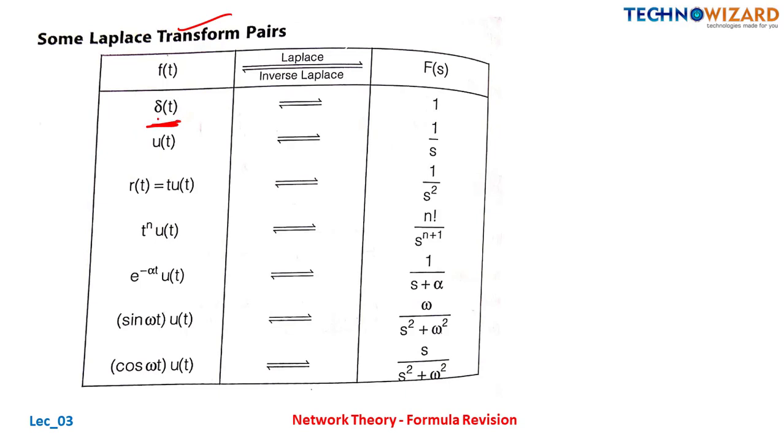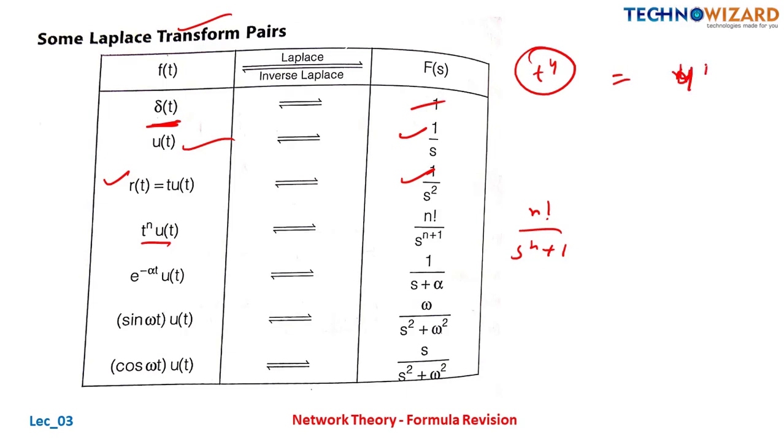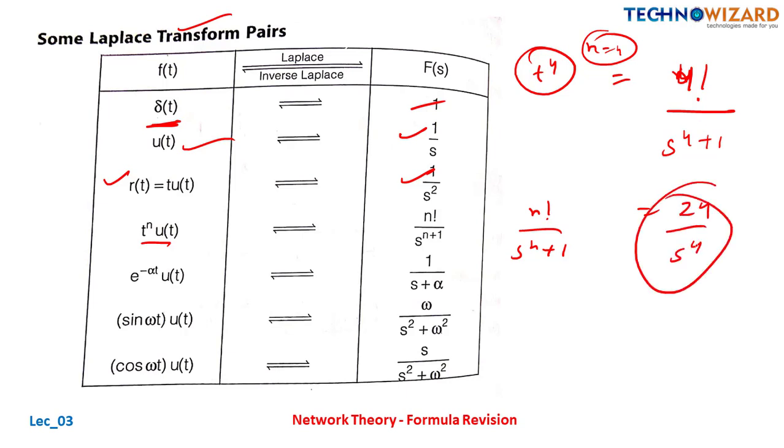The Laplace transform of delta(t), that is the impulse signal, is 1. Laplace transform of u(t) is 1 by s. Laplace transform of the ramp signal is 1 by s square. t to the power n u(t) is given as n factorial upon s to the power n plus 1. Suppose you have to find it for t to the power 4, then n is equal to 4 here, so 4 factorial upon s to the power 4 plus 1. 4 factorial is 24, so 24 upon s to the power 5 is the Laplace transform for t to the power 4, like this.